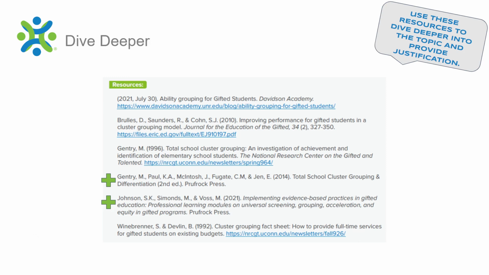Dive into the research. I have put plus marks next to 2 in particular. The first one is the Total School Cluster Grouping and Differentiation Handbook. This is the 2nd edition. It is a guide for why and how. It talks about all the examples that you may run into, and so that you already have a plan for them. The second book actually takes you through some of the process that is mentioned in the other resource, but it also goes into some professional learning modules to support your rollout.